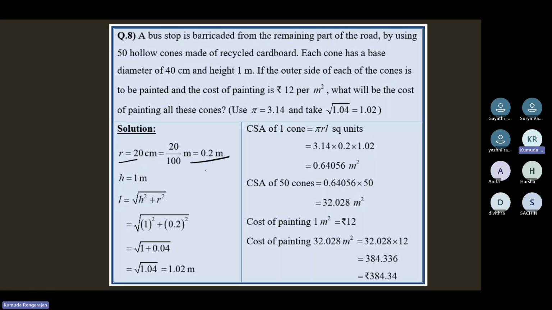Radius in meter, height is 1 meter, L. CSA of 1 cone, 50 cones into 50. To paint 1 meter square, 12 rupees. So to paint this area of 50 cones, it will be into 12.